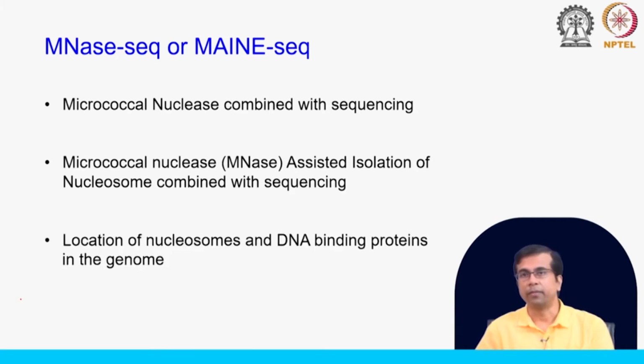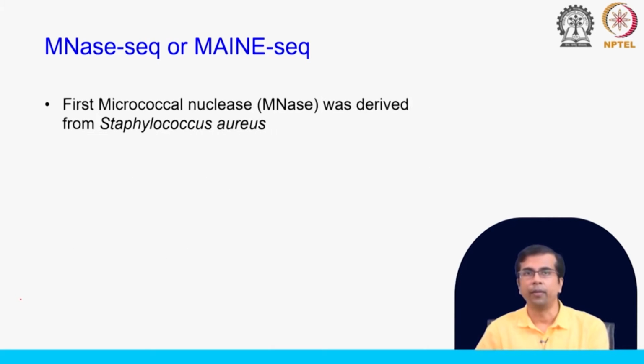So, what this method does is look at the location of nucleosomes and DNA binding proteins in the genome. Okay. So, one major difference from ChIP is that it will tell us which are the regions where DNA is bound by proteins, but it will not be able to identify those proteins. Okay. So, this is a major difference from ChIP. Here we are looking at a much more general or broader picture, but at the genome wide scale.